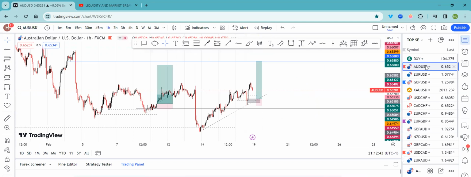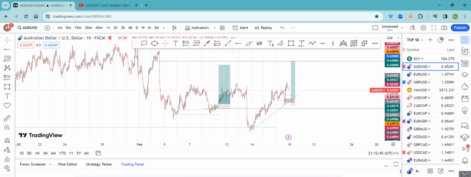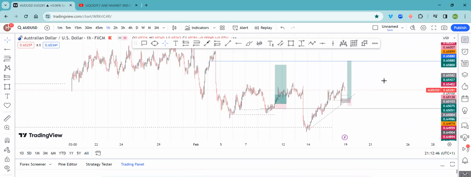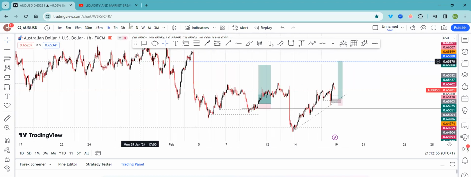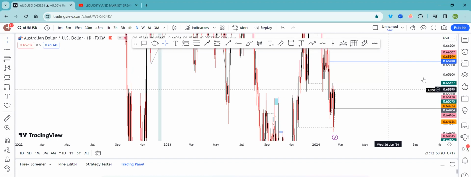Now let's look at AUDUSD. If we are expecting a sell on the DXY, automatically on AUDUSD we should be expecting a buying entry from there, right? So we should be expecting a buy. Now, why am I expecting a buy? Let's look at a higher time frame. Let's look at what the daily is doing.